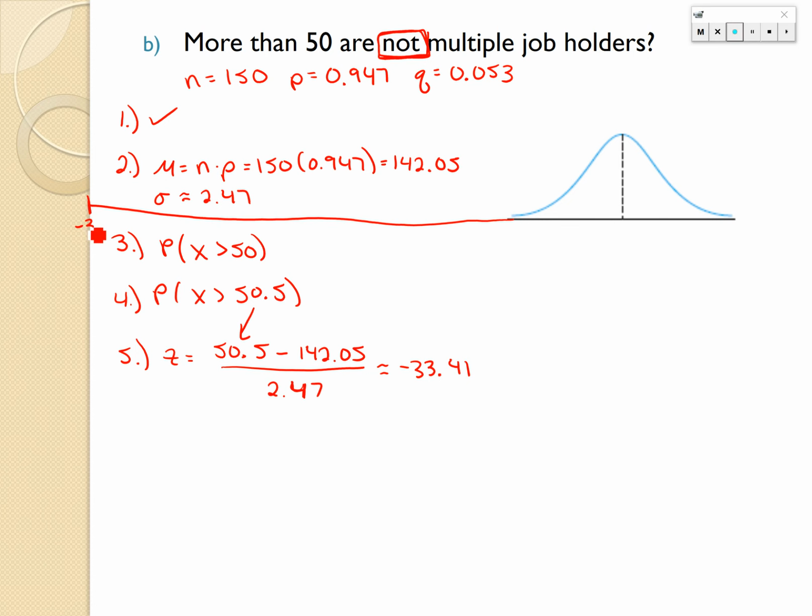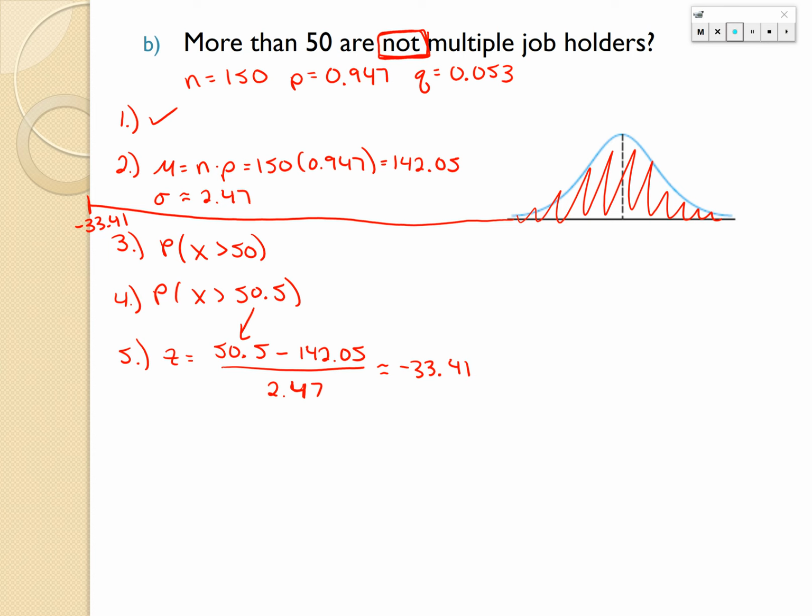When you get one that small, that's going to be sitting way, way off to the left. And we want to know the probability that more than 50, so that means we're going to shade to the right. So what are the chances that more than 50 are not going to be multiple job holders? They're going to be really, really good. Now I can't say 100% because remember, one of the properties of this distribution is it's never going to touch the x-axis. So it's never going to totally cut off.